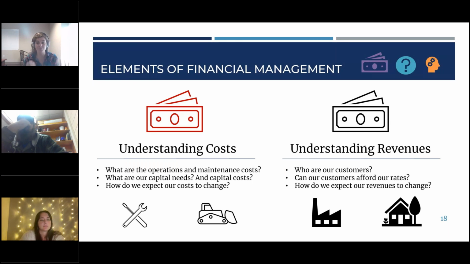Then on the other side of the equation, there's your revenues, right? If you want to understand the system's revenues, you first need to know who your customers are. Do you have a lot of commercial customers? Do you have a couple of industrial customers that use a lot or produce a lot of wastewater? Do you have a mostly residential population? What does your customer base look like? Can your customers afford your rates? What's the demographic makeup of your customers? Do you have mostly middle income customers? Do you have a large proportion of low income and then some high income customers? And if you were to raise your rates, would your customers be able to afford it?